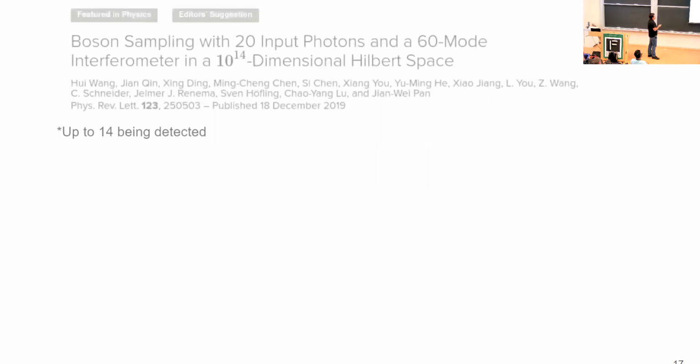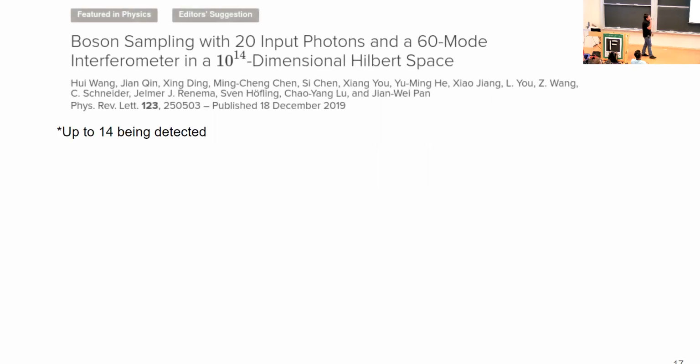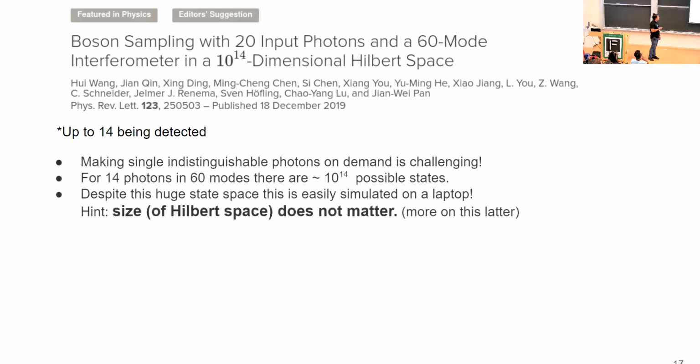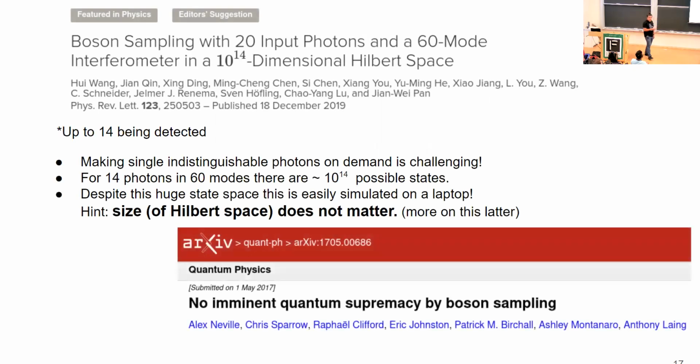The very first demonstrations had 3 or 4 photons. Then, in an impressive experiment by people in Germany and China, including Chao Yang, who just talked a moment ago, they got up to 20 photons from a quantum dot source, and they interfere them in a 60-mode interferometer. But that's still not going to get you to quantum advantage, because some really smart people came up with an algorithm that allows you to simulate this, even with 30 photons, on a laptop.